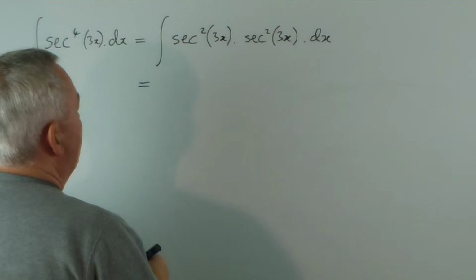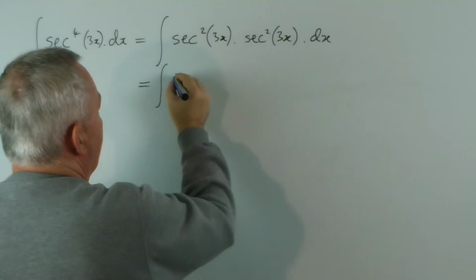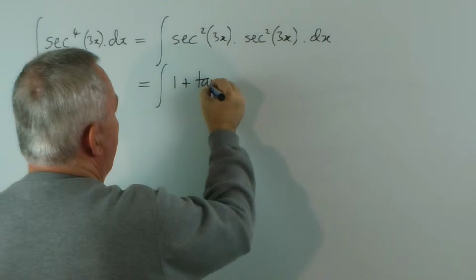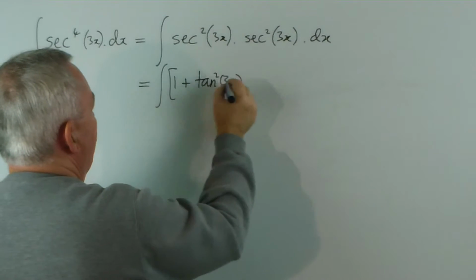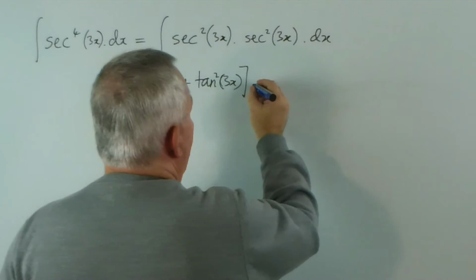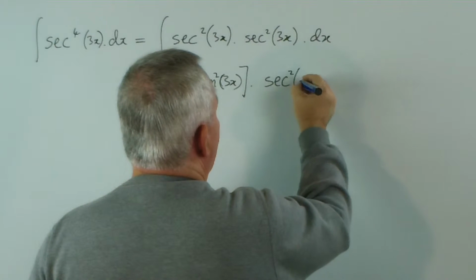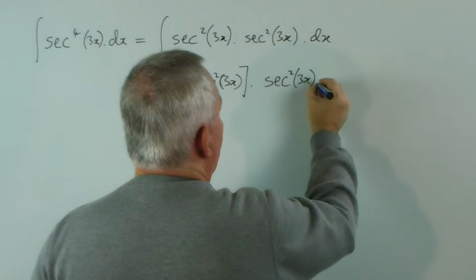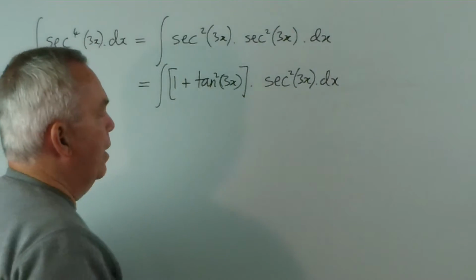or the derivative rather. Now the first one, I'm going to convert this into 1 plus tan squared 3x. This one I'm just going to leave for the moment because it's going to become quite apparent through our substitution what's going to happen to it.